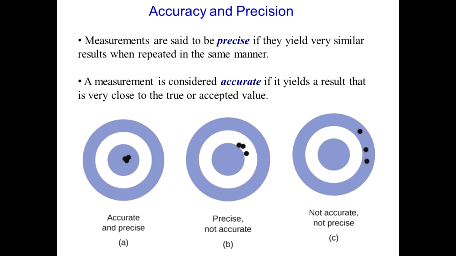Precise and not accurate, it's precise. They're hitting the same general area, close enough. Okay? But they didn't hit inside the bullseye. The other one is not accurate and not precise, and you can get something that's just really horrible.